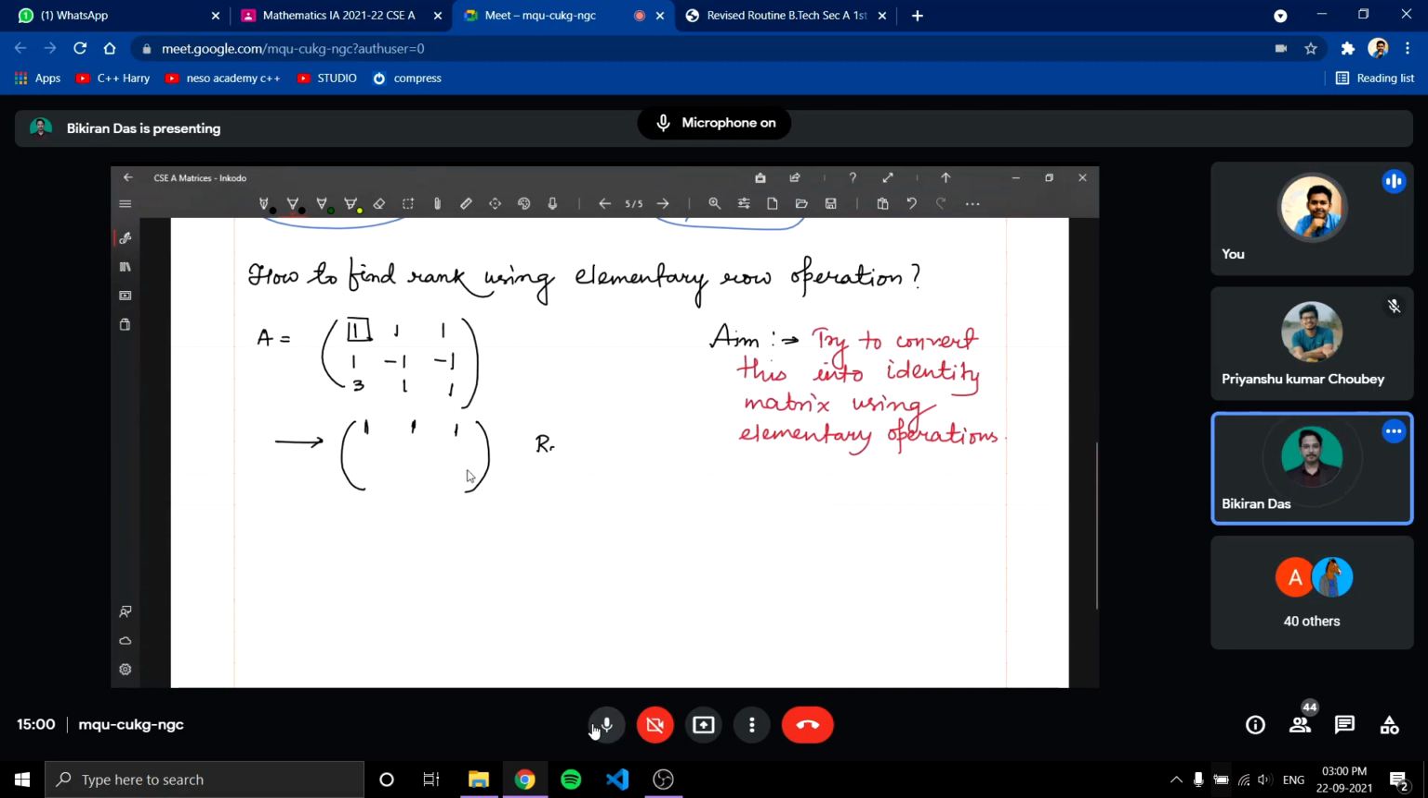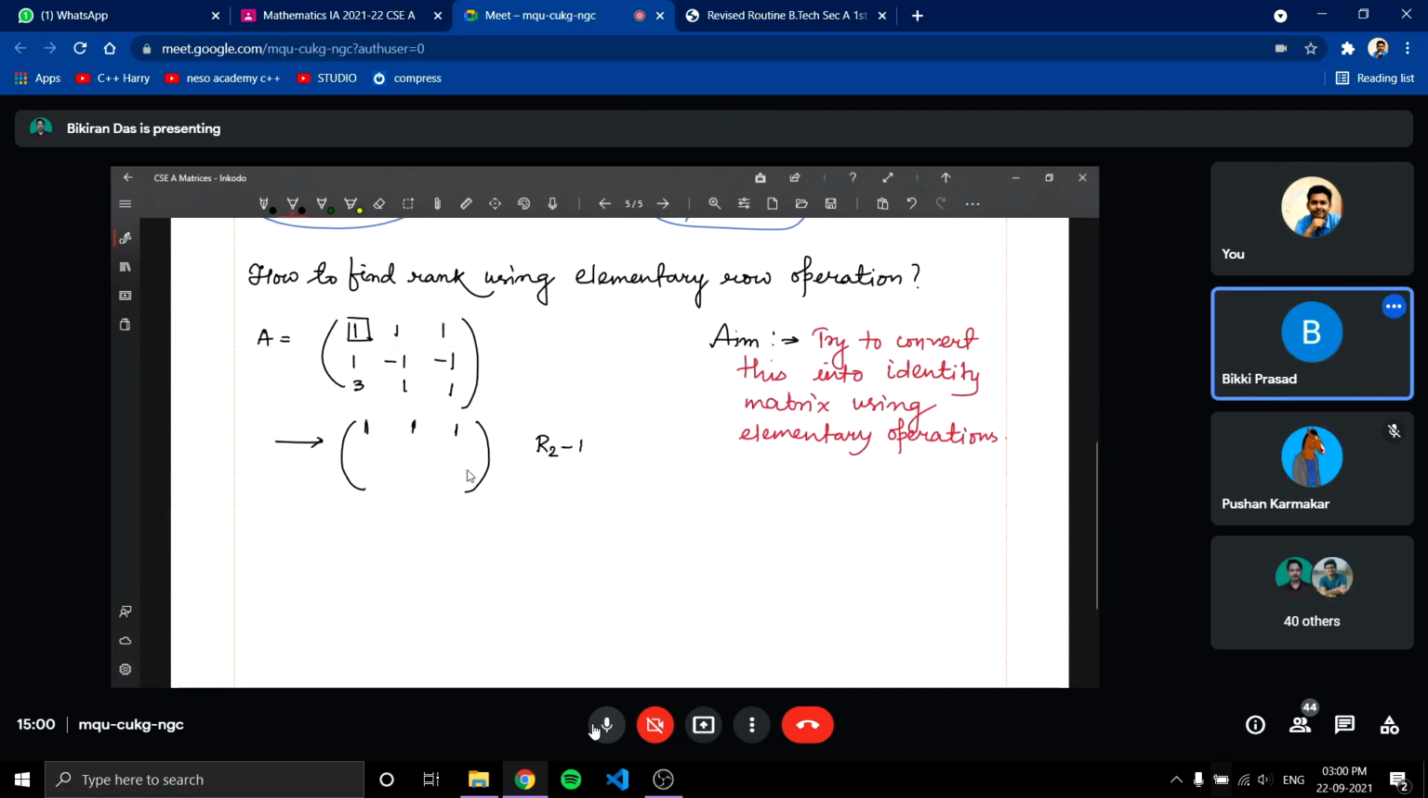So we can do R2 minus R1, so this is 0, this will be minus 2, this will be minus 2. What can we do with R3? R3 minus 3R1. Whenever we are making the elements of the first column 0, you have to use only the first row. You cannot use the other rows. You have to make that 0 using the first row only. If you use another row, it will change. So what we will do, R3 minus 3R1, this will give us 0.